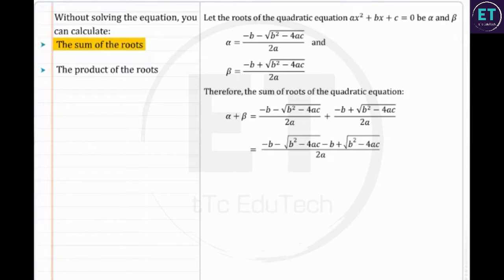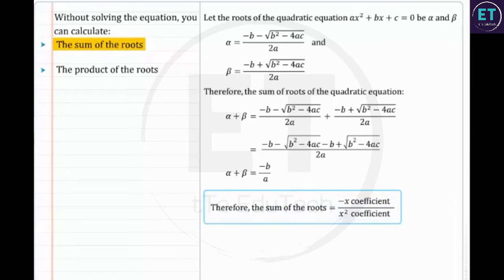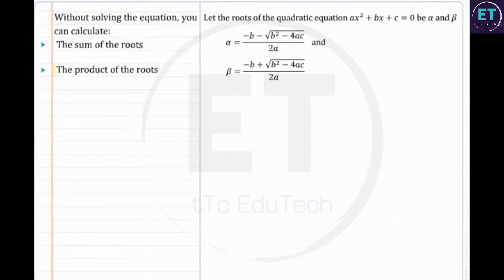On simplification, you get alpha plus beta is equal to minus b divided by a. Thus, sum of roots is equal to minus x coefficient divided by x squared coefficient. Now let's look at the product of the roots.